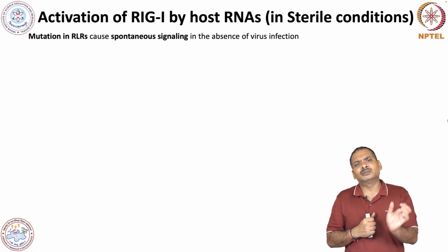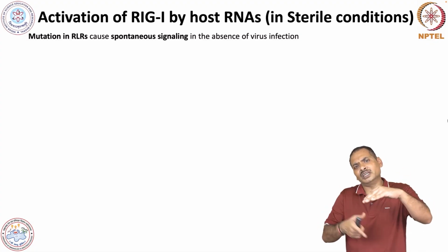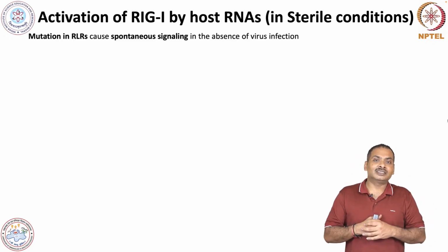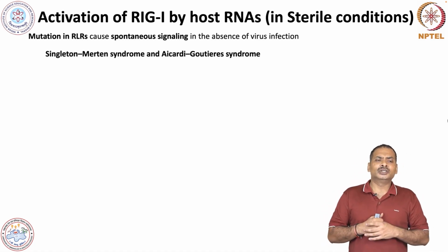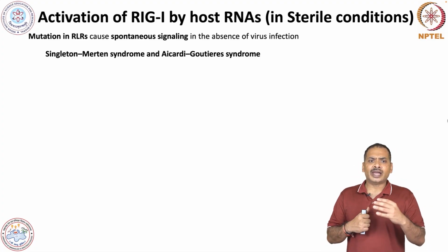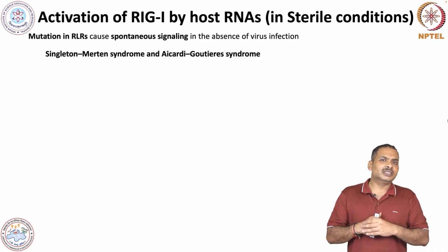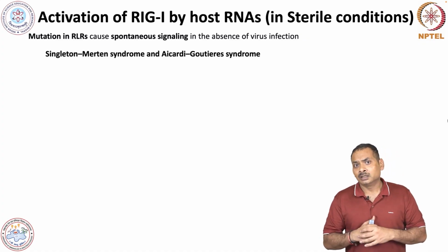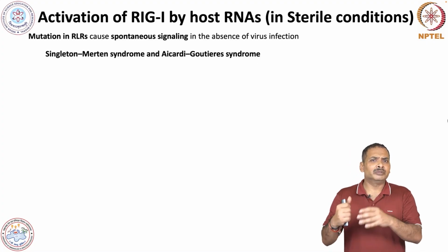For example, if there is some mutation in the CTD, which will keep the helicase in an unmasked form, then probably that will keep on activating, and that is a point of concern. So there are two diseases known as Singleton-Merten syndrome and Aicardi-Goutieres syndrome. In these individuals there is a mutation in a member of the RLR pathway proteins, or sorry, the RIG-I or MDA5 sensors.